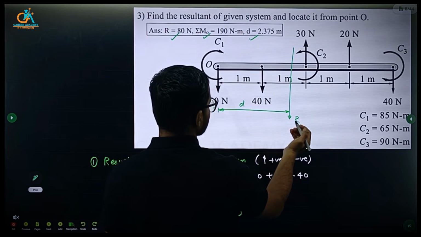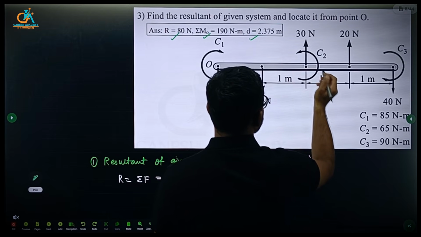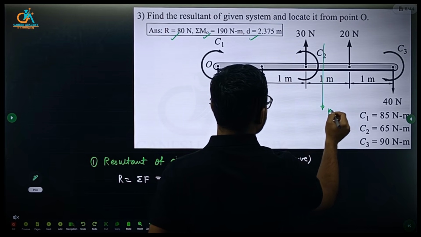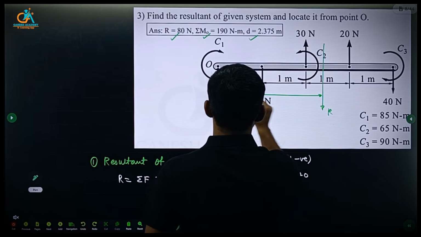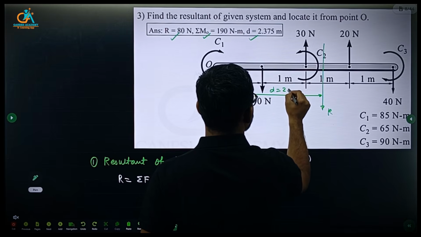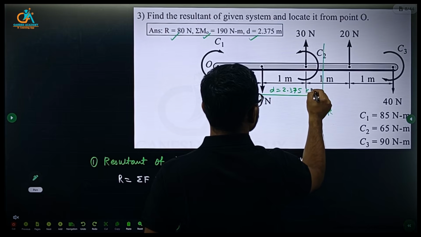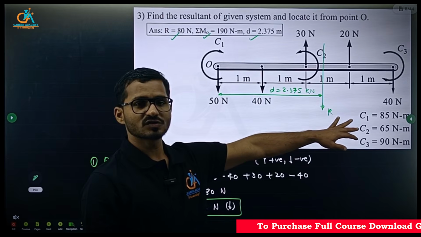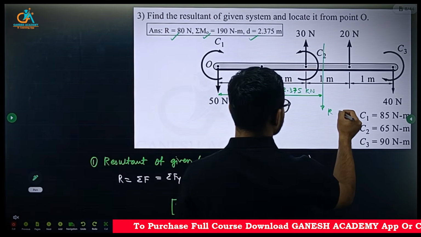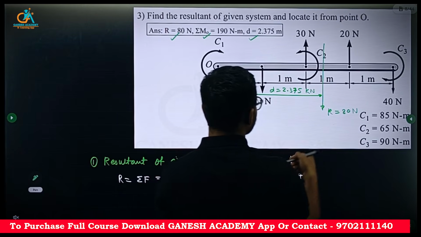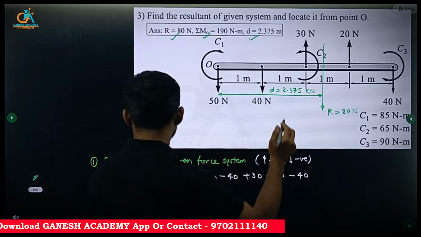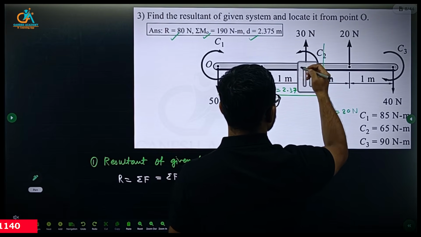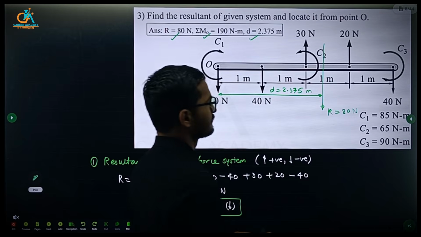And 2.375, so for the exact location, if I want to show this, 2 distance is here and 2.375 somewhere here, so your resultant will be acting something like this at distance d from O, which is equal to 2.375. So you can replace all these forces by this single force R, having magnitude 80 Newton, direction vertical downward, and at a distance 2.375 meter, right?